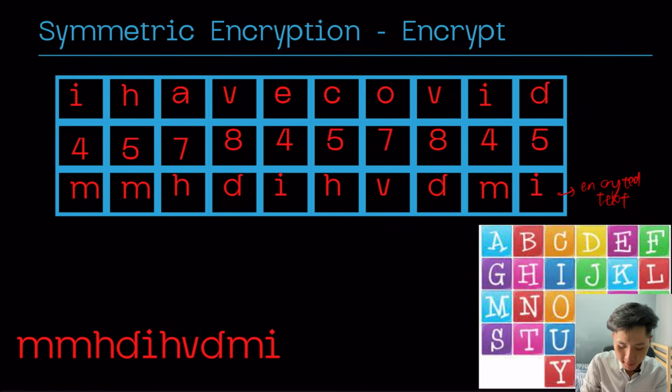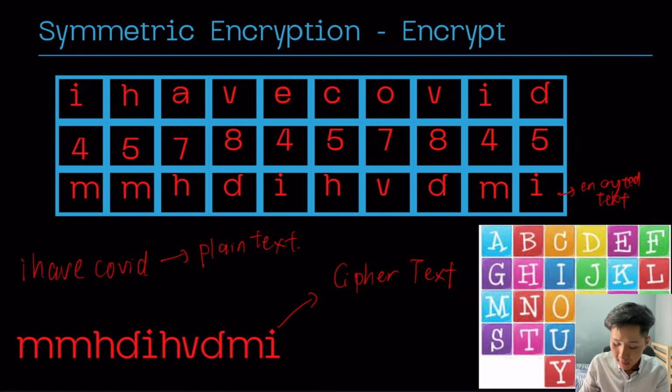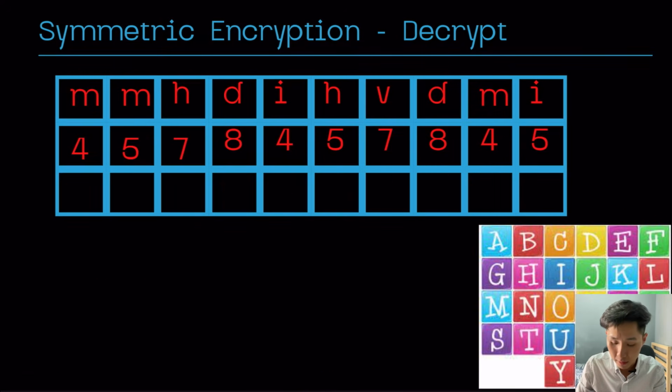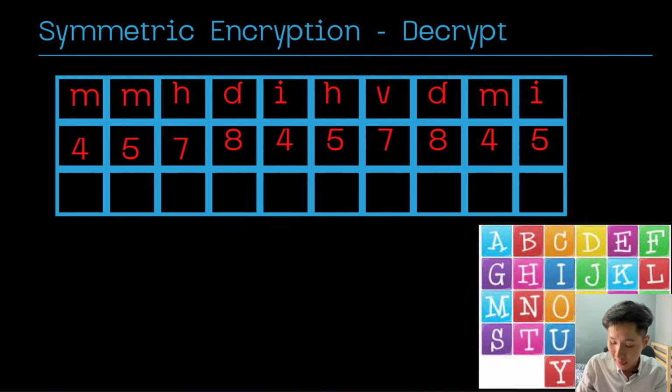And this is called the ciphertext. Another key term is the ciphertext. All right? The I have COVID is the plain text instead. As you can see here, if a hacker were to intercept this message, he wouldn't be able to know what you are sending to your friend because this message is completely encrypted. All right? So that's symmetric encryption. And to decrypt it, it's very simple. Imagine this is our ciphertext.